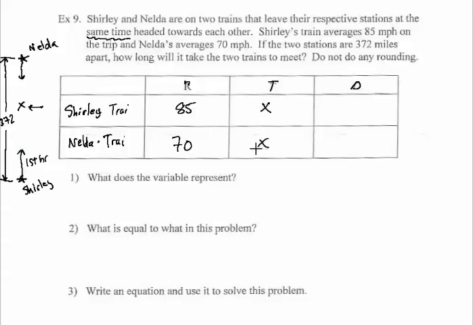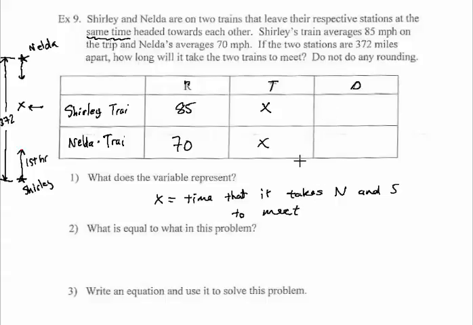Okay, and so at some point when you're filling out your table, one of the columns you're just going to have the numbers, and then the second column you typically have to use a variable to complete. And here in step 1, we're told that we want to define this variable, and we're going to call it the time that it takes Nelda and Shirley to meet.